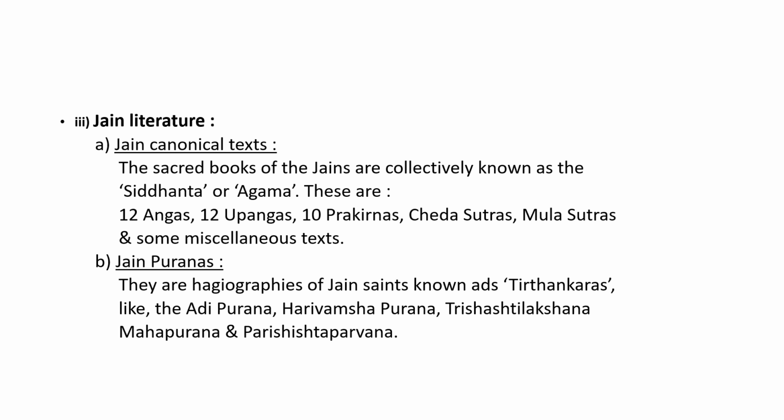Then we have the Jain Puranas. Jain Puranas are the hagiographies of Jain saints known as Tirthankars. For example, we have the Adi Puran, the Harivansh Puran, the Parishishta Parvan, and all those things. So here we come to an end of the first category of Indian literature, which was the religious literature, in which we have seen the broad classifications of Brahmanical, Buddhist, and Jain literature.